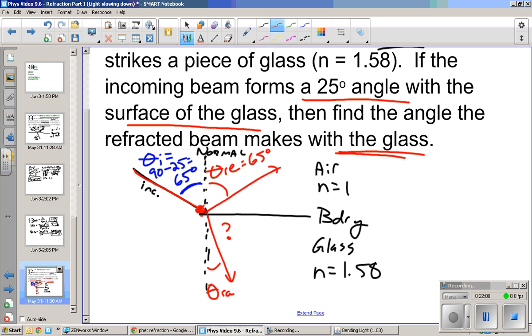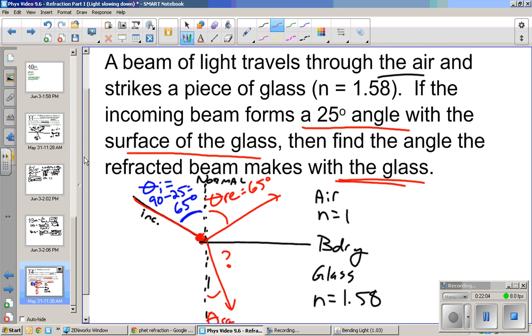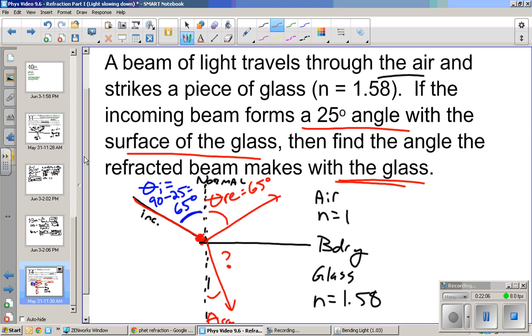All right, so pause the video here, read through the problem, take a look at my drawing and make sure you understand what's going on there. If not, that's definitely something you want to ask about when I see you in class tomorrow. All right, so we need to find our angle of refraction.